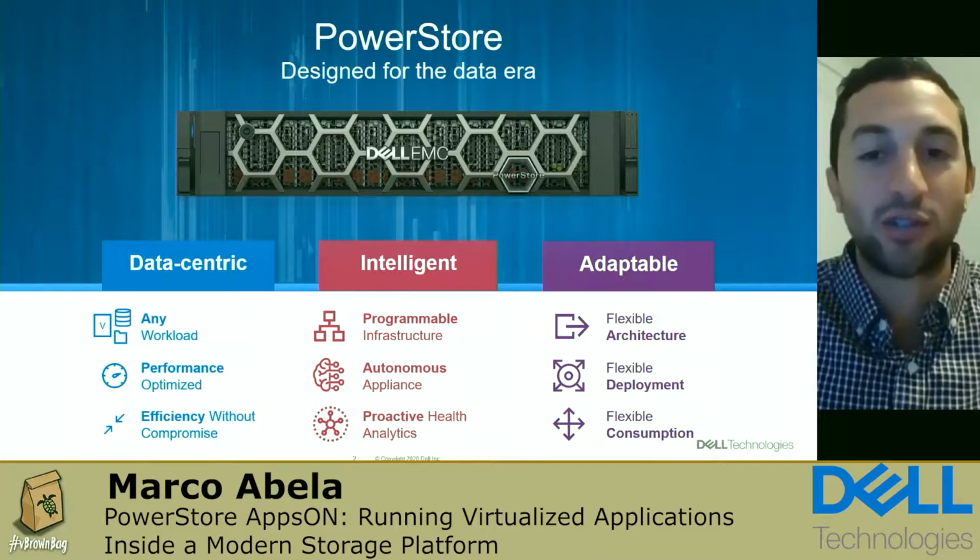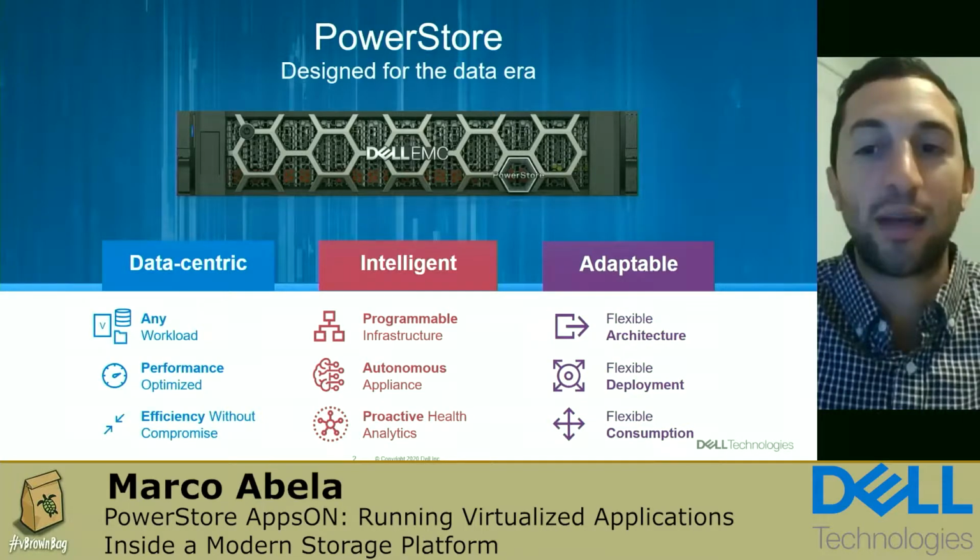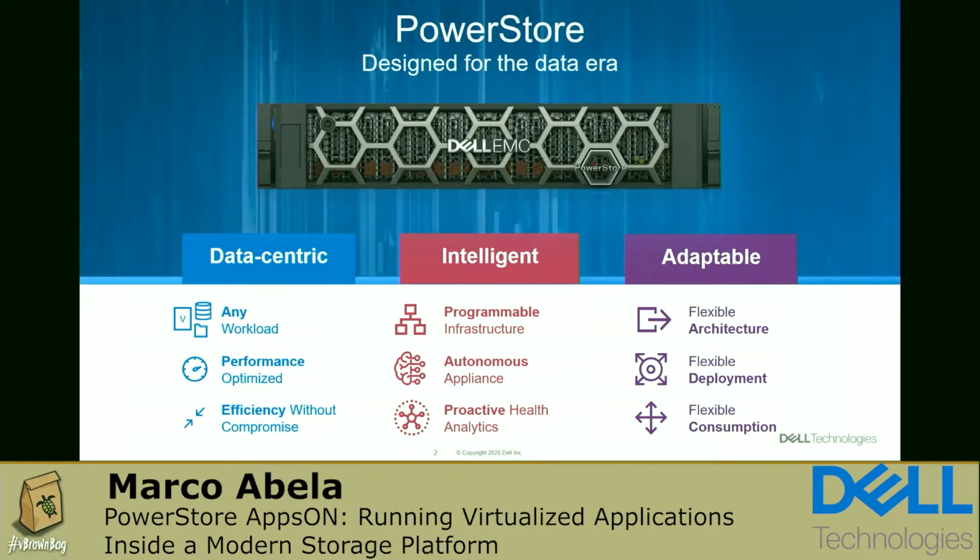Next is intelligence, with a programmable infrastructure that enables DevOps and automation through integrations such as VRO and Ansible. PowerStore also has built-in AI and ML, which simplifies typical storage administration tasks, such as optimizing system resources, and also uses it to provide proactive health analytics to reduce risk by predicting potential future issues and needs.